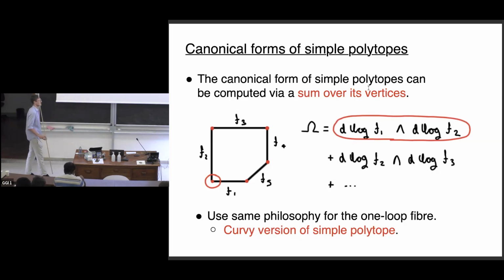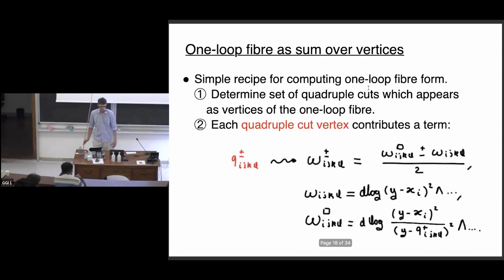When you have a simple polytope, one way of computing its canonical form is via a sum over vertices. So here we have a pentagon with faces f1 through f5, and on the right, I've written the canonical form. This has 5 contributions. If we zoom in to look at the first one, we see it takes the form d log f1 wedge d log f2. f1 and f2 are facets of your geometry, and they come together to meet a vertex. So we see this contribution coming from this vertex. And we want to use the same philosophy when computing the canonical forms for the one loop fiber.